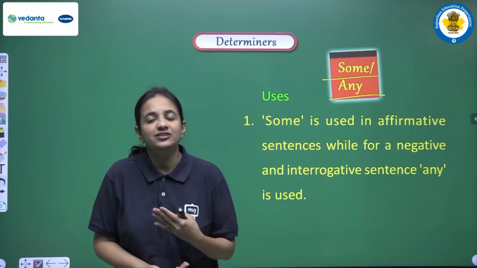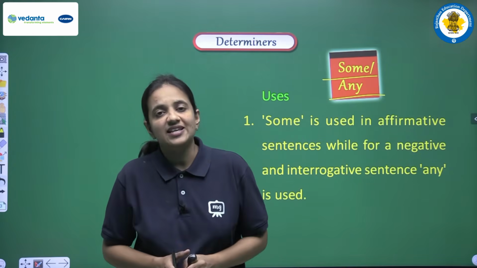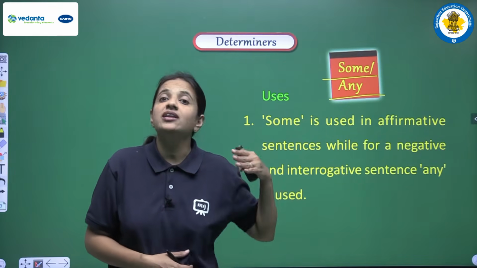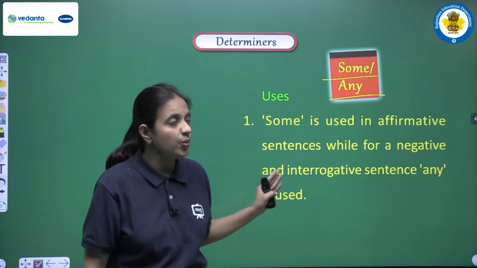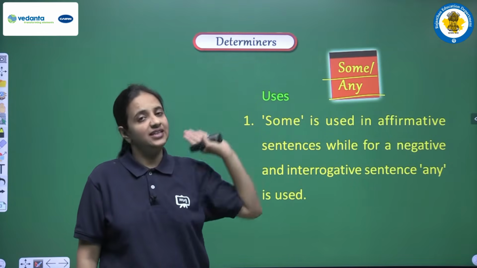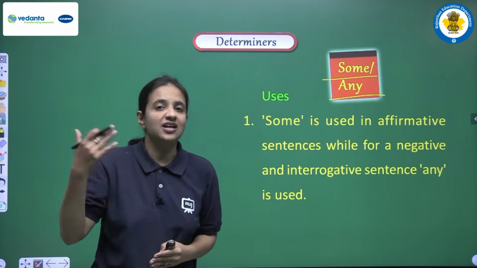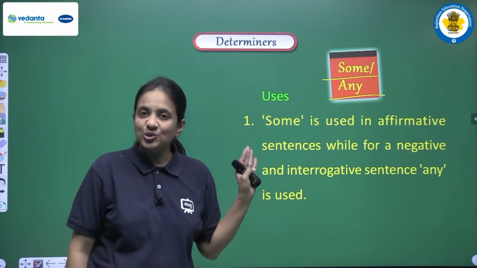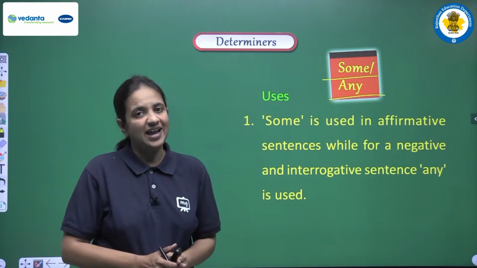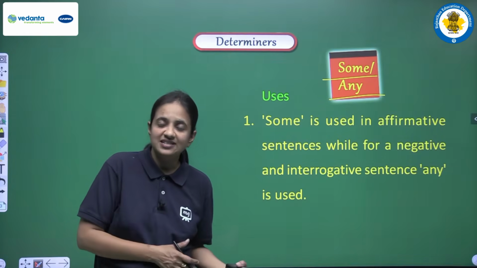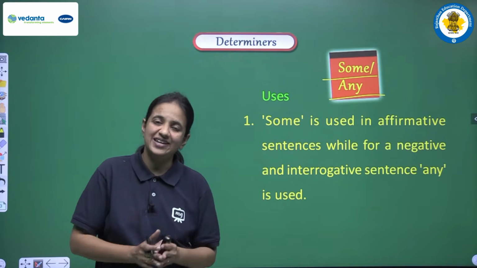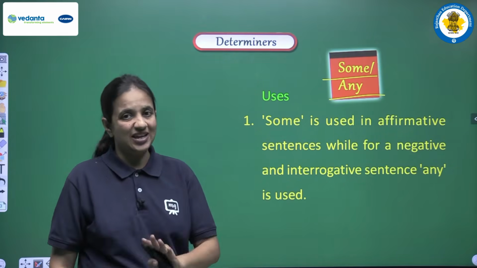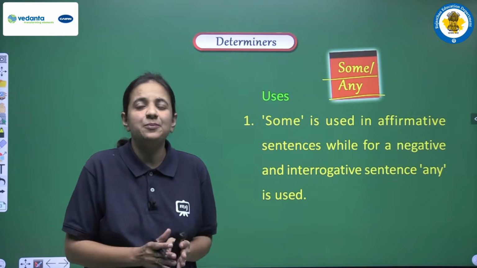Okay, ahead we will also study some determiners that are used only for countable nouns, and some determiners that are used only and only for uncountable nouns. But now we are talking about some and any, and these are the determiners that are used for both countable and uncountable nouns. Okay, so let's see their uses, how we can use some and any, and in which types of sentences we have to use them. So listen very carefully and learn all these uses. Try to understand in a very deep and clear manner.